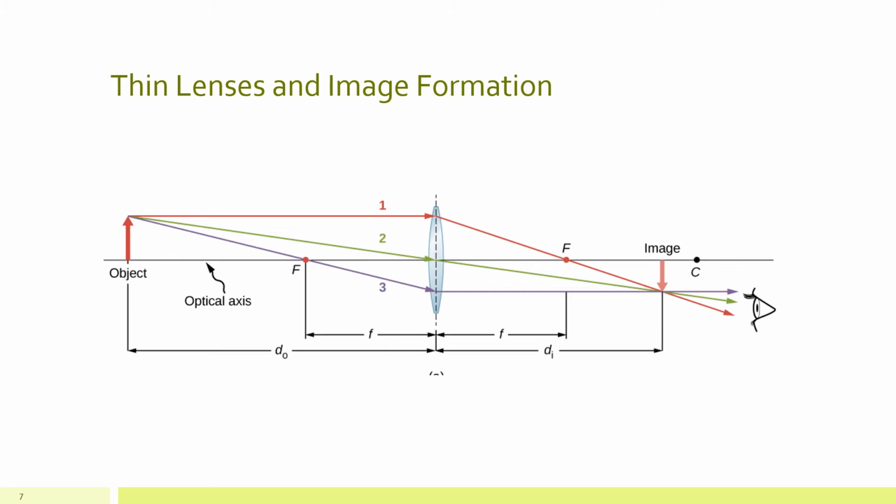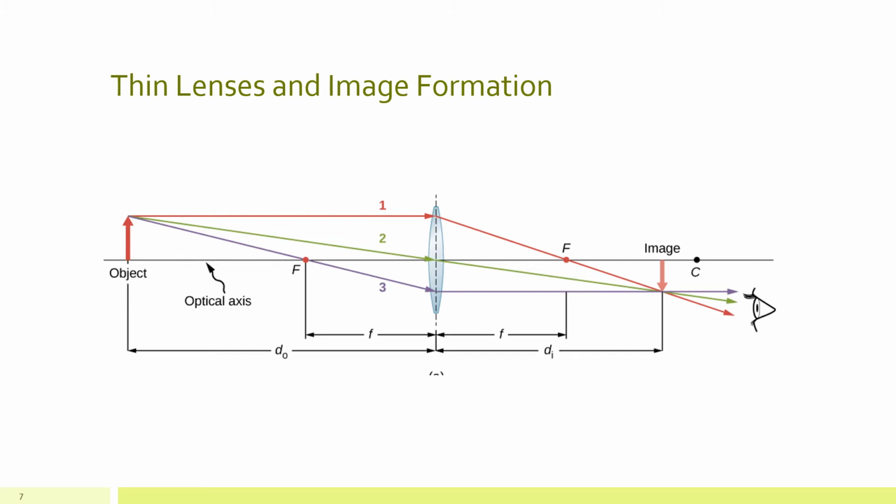Our second ray of light, the green line, number 2, is going in a straight line through the center of the lens. And just like our car earlier in this video that went straight from pavement to sand, it's not going to change direction. It's going to continue in a straight line through that lens.